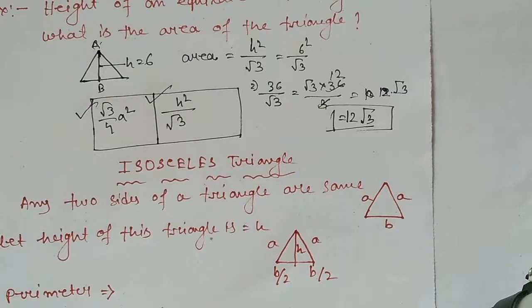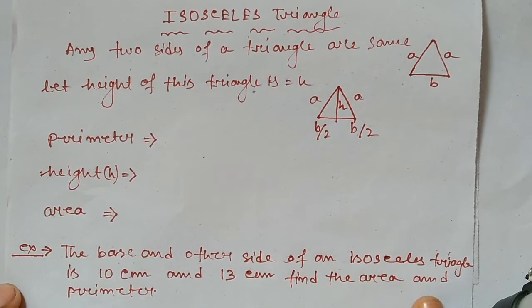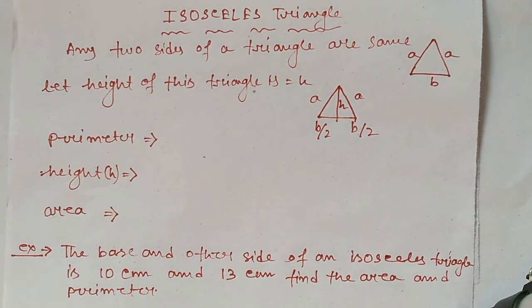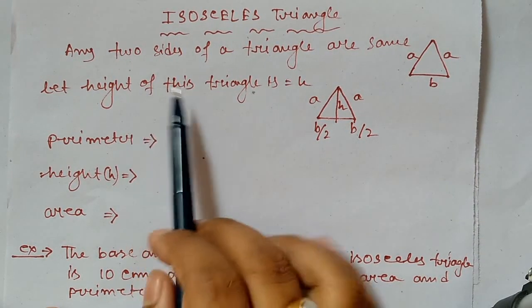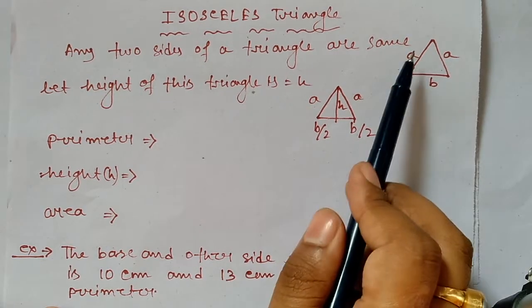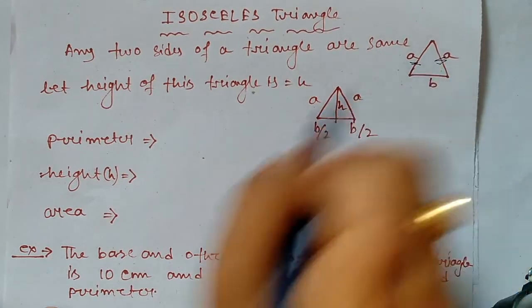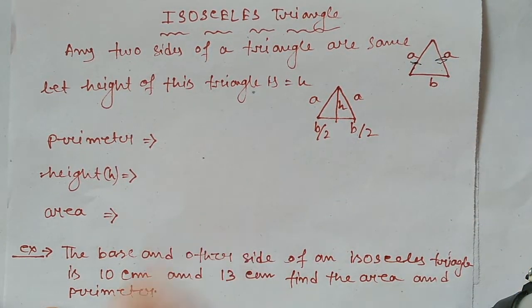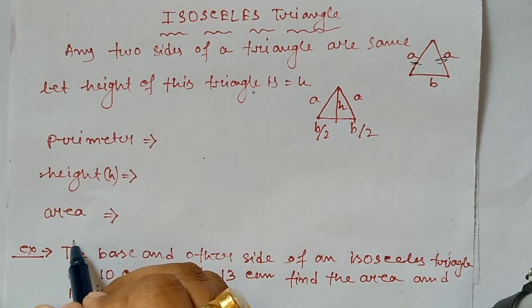So the next concept. Okay, so in this case we have isosceles triangles. So what is an isosceles triangle? Here it says any two sides of a triangle are same. That is, in this triangle, this arm and this arm are the same, that is A is equal to A and B is different. So we have to find out the perimeter, height and area.